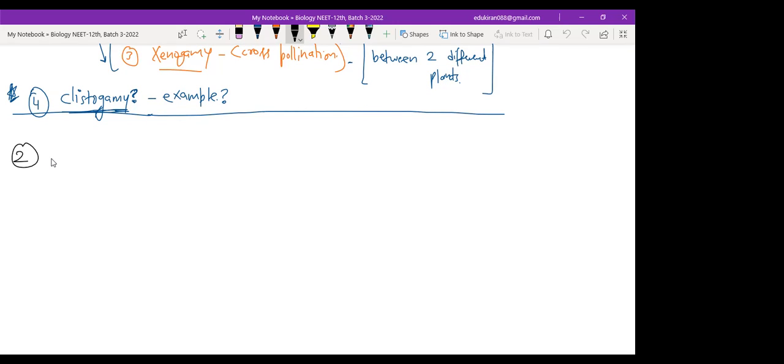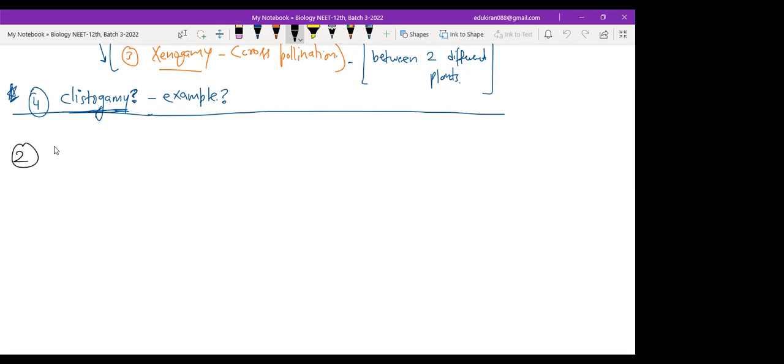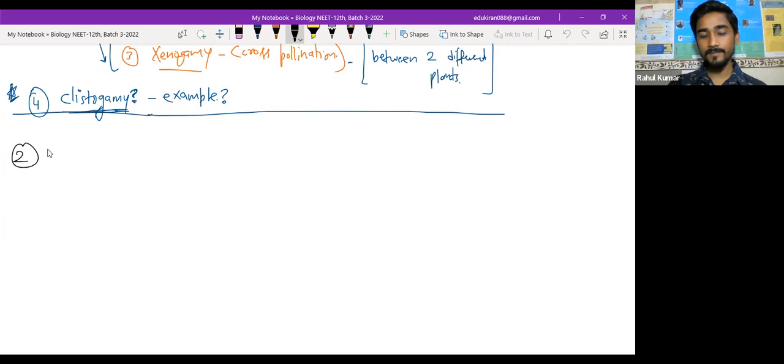Gamete. New flower. Sorry, zygote. Yes, Fatima. Gamete was already formed, no? That got transferred. Sorry, it was my mistake. Accident. Yeah, okay. So the second step which we will be discussing is formation of zygote.